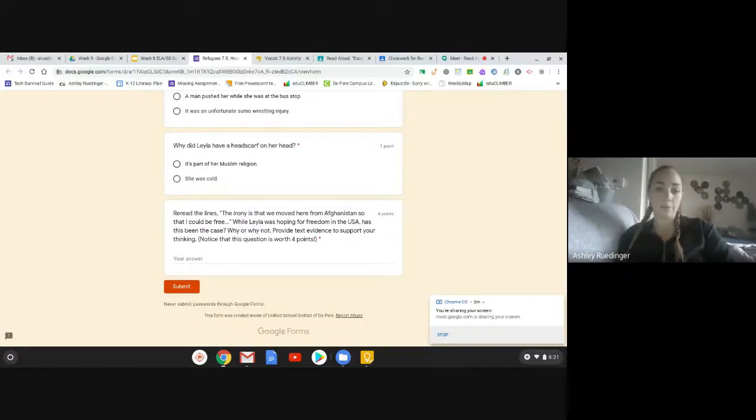Make sure here it says read the lines. It says the irony is that we moved here from Afghanistan so that I could be free. So this is a new character you're going to be introduced to called Layla. And Layla is from Afghanistan, and she left Afghanistan, is a refugee too, and was seeking freedom in the United States, just like Gabriel and Aloud.